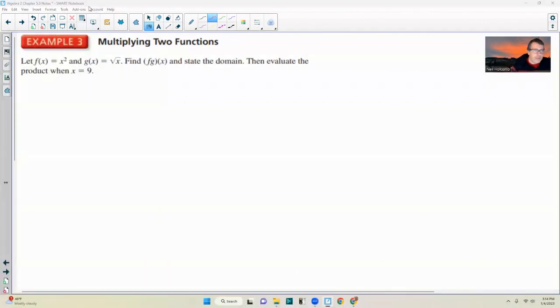Okay, so we've added, we subtracted, now we're multiplying. Example 3. Okay, so here we go. Let f of x equal x squared. Let g of x equal the square root of x. Find f times g of x and state the domain, and find the product. Evaluate the product when x equals 9.